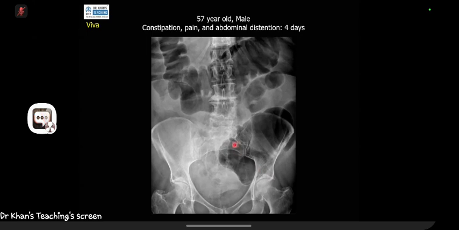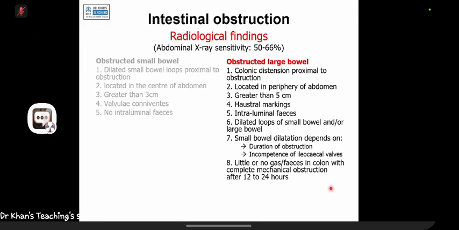So this is, if you see, there is a complete cutoff at the sigmoid colon. You don't see anything more. And then you have to pick up that things proximal to that are dilated. This is large bowel obstruction.